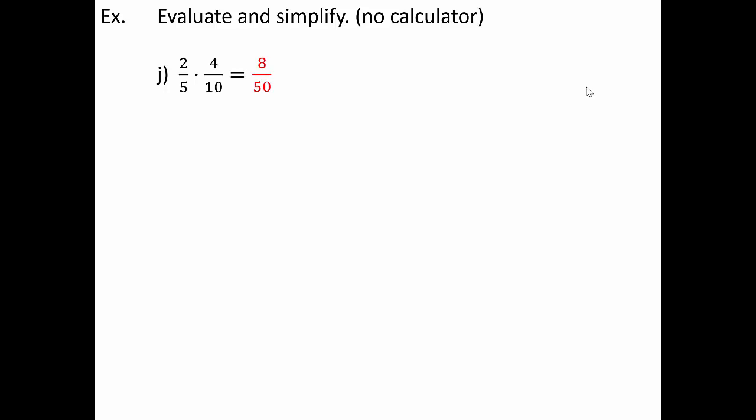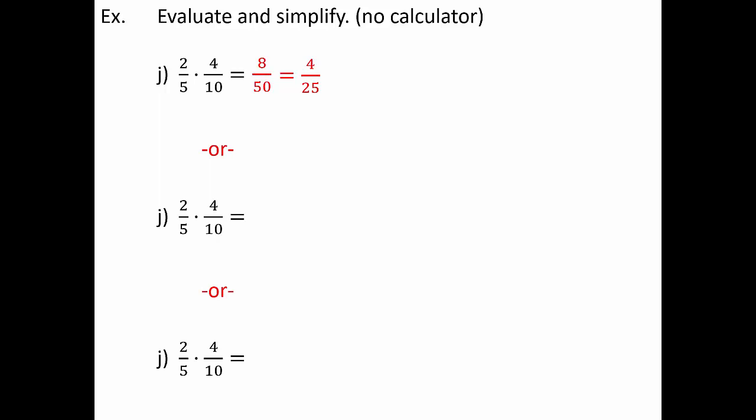Both 8 and 50 are even numbers, which means I can divide by 2. If I divide both top and bottom by 2, I get 4 over 25. You're not done until you're done. Double check one more time. Can anything be pulled out of 4 and 25? 4 is 2 times 2, 25 is 5 times 5, nothing in common. That's my final answer. Now, as simple as that was, I recommend doing this type of problem a different way.